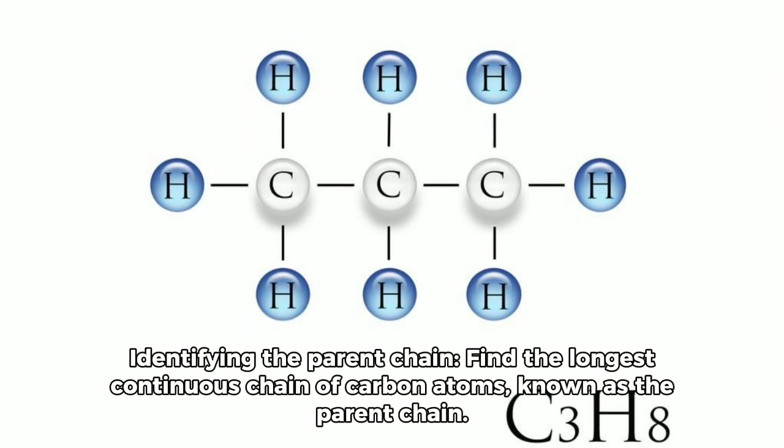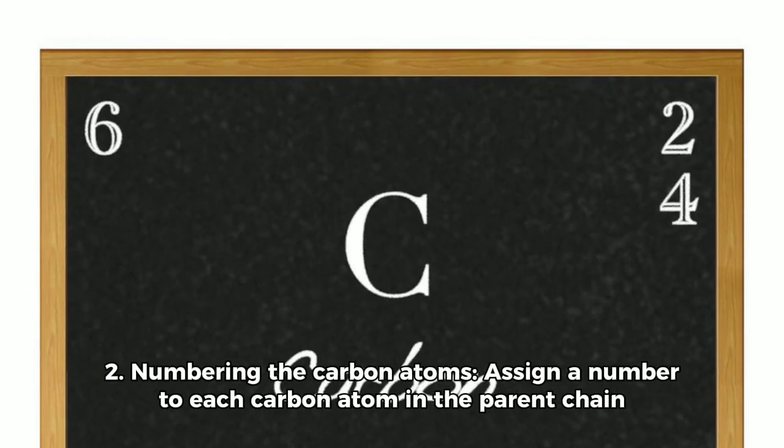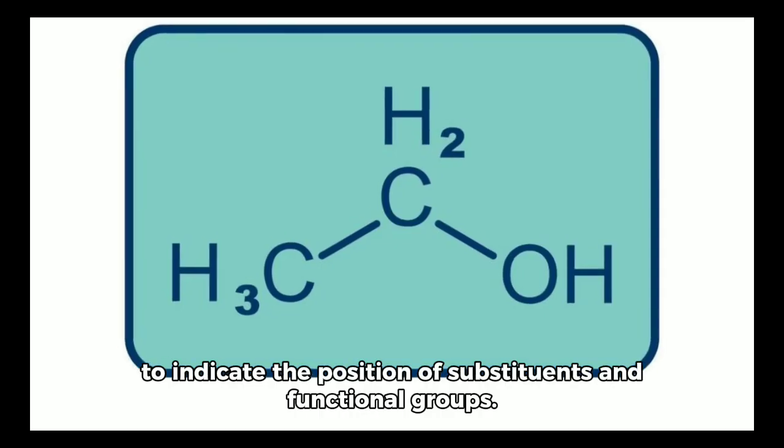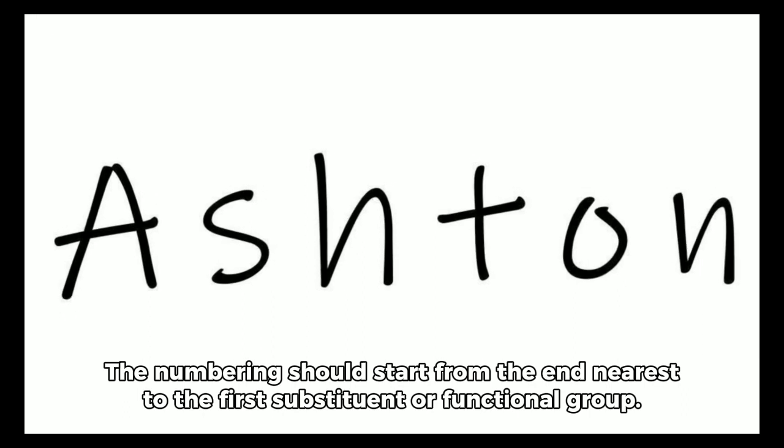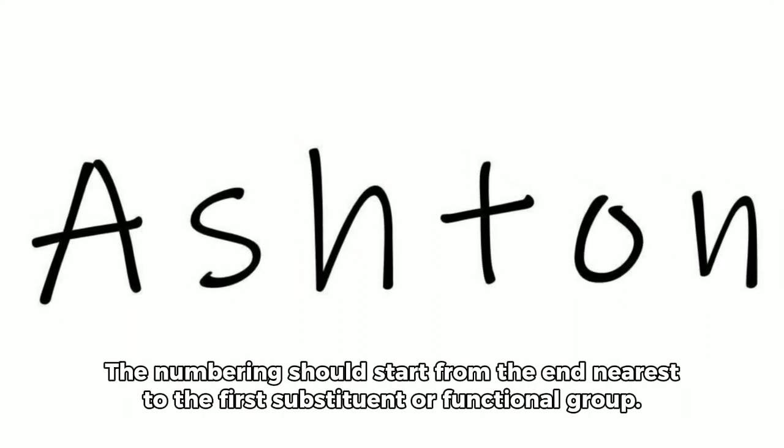Find the longest continuous chain of carbon atoms, known as the parent chain. 2. Numbering the carbon atoms. Assign a number to each carbon atom in the parent chain to indicate the position of substituents and functional groups. The numbering should start from the end nearest to the first substituent or functional group.